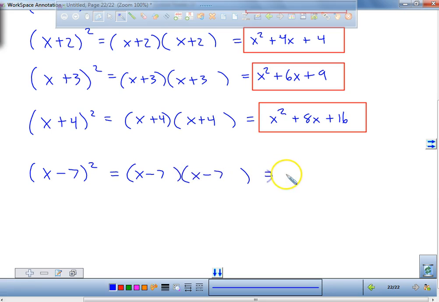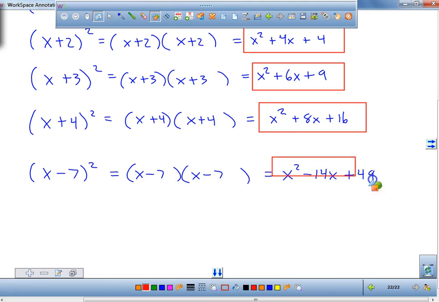All right, and so now we do the same process. It's x squared, but what's negative 7 plus negative 7? Negative 14. But what is a negative times a negative? Positive 49, okay? So what do you still do? You still add those together to get the middle term, and you multiply them together to get the last term. So that's the process of those, okay?